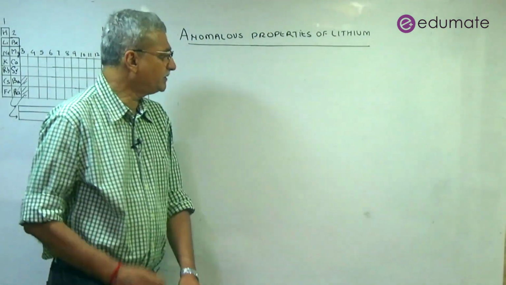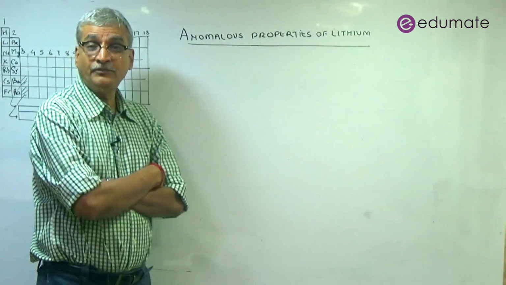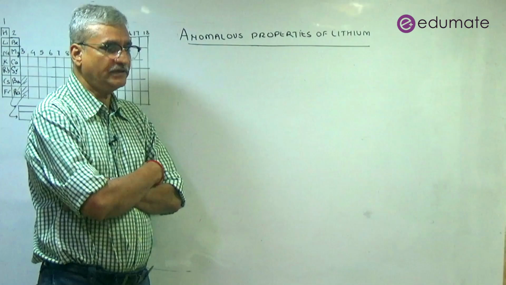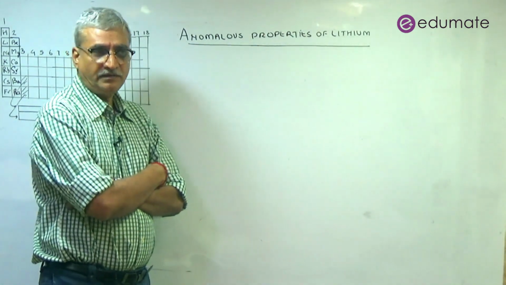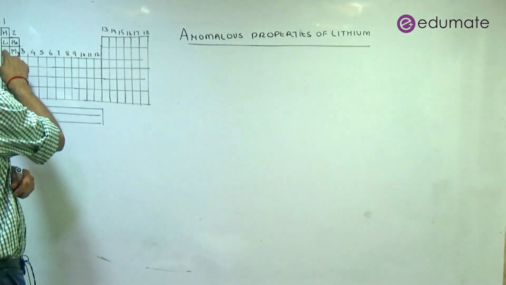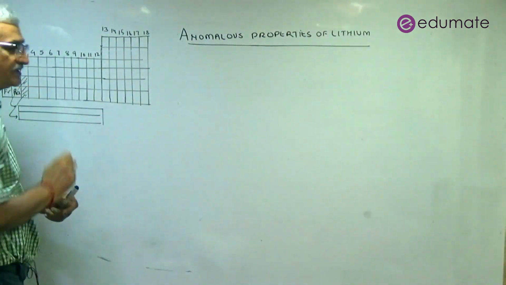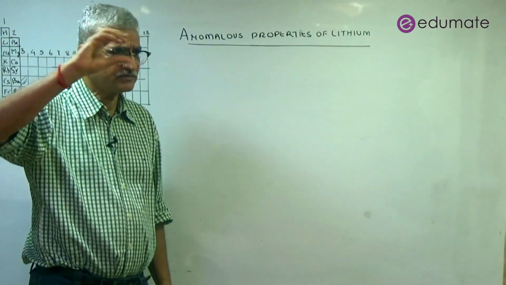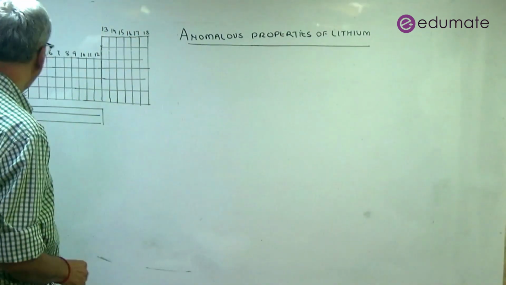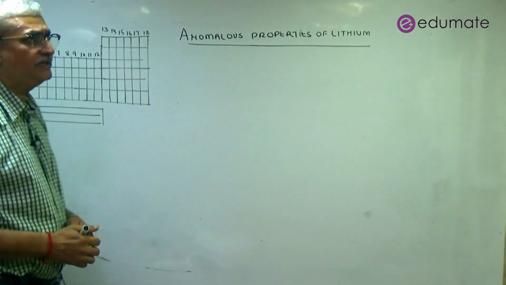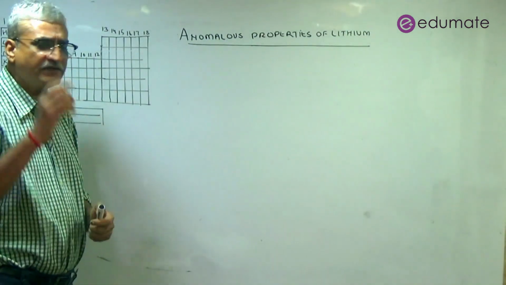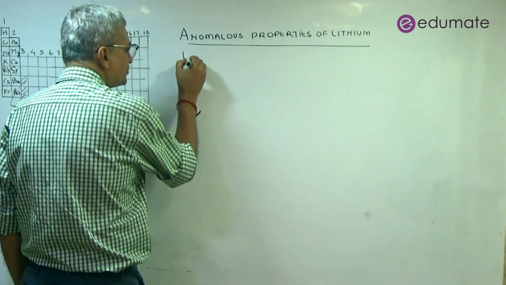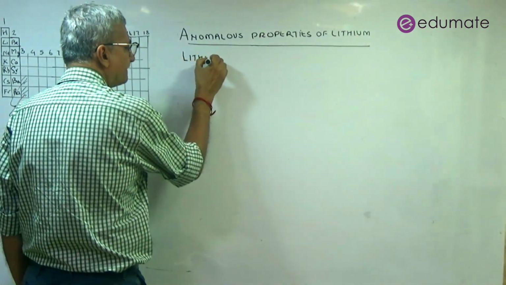We are now talking about a very important topic, that is the anomalous property of lithium. Like we see over here, we have lithium, sodium, potassium, rubidium, cesium, francium. Since this is the first element, we exclude hydrogen. This is the first element of what we call the alkali metals. It has a very small atomic size. So lithium shows anomalous behavior.